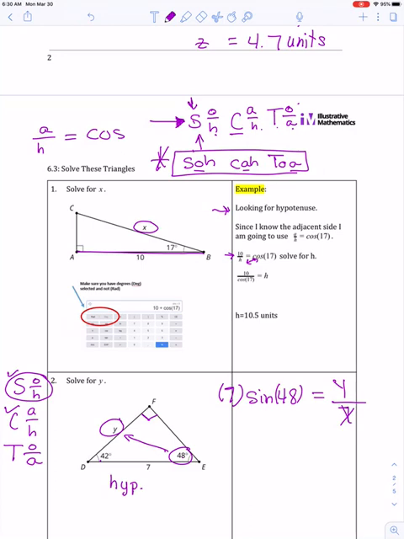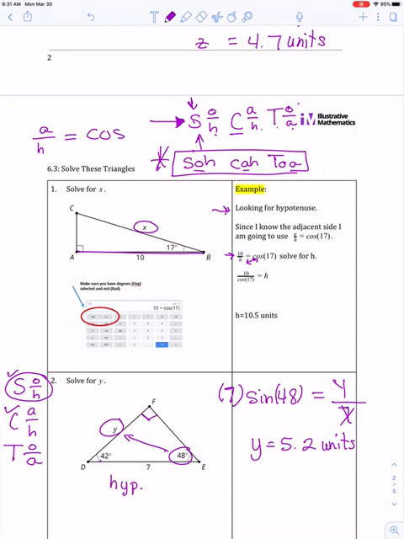So let's see here. 48 sine times 7, 5.20 units. Okay. So I hope you guys understand where the ratio is coming from, and I hope that makes sense how I set that up.